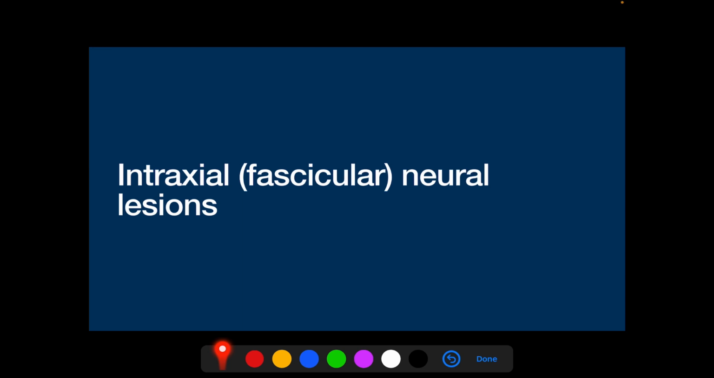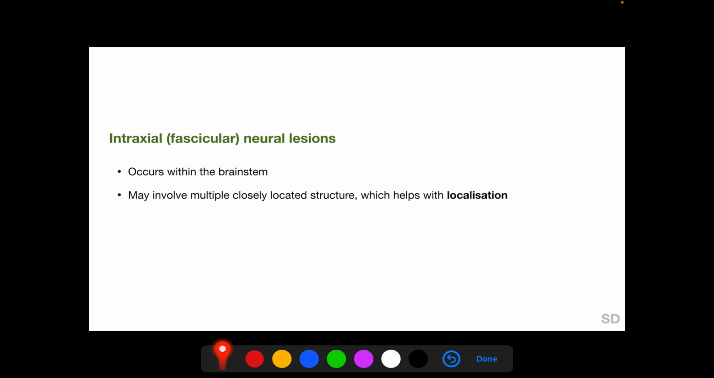The last section we will be discussing in this session will be lesions of the intraaxial portion of the ocular motor nerves, also called the fascicular portion of the nerves. The intraaxial portion of the nerves are in the brainstem and thus the lesions occur within the brainstem. And like the nuclear lesions, these lesions may involve multiple closely located structures which helps with localization of the lesions.